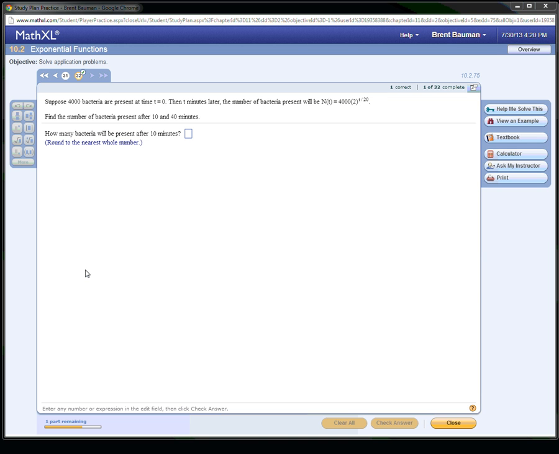Hello class, today we're going to look at Chapter 10, Section 2. This is our exponential functions. And we're going to look at a word problem today. This is number 32 in the study plan.